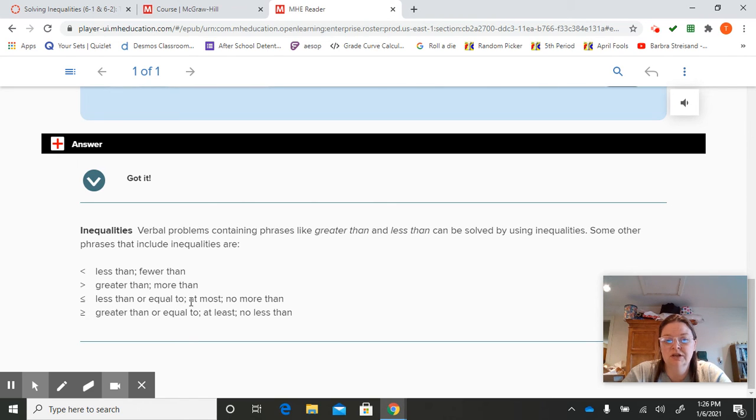okay, you will also see the phrase at most and no more than used for the less than or equal to symbol. And then the greater than or equal to symbol, you will also see at least and no less than. These are the most common phrases you will see in those story problems, and it trips people up. So put those in your notes now so that when you see them later, you're not confused as to which symbol to use.